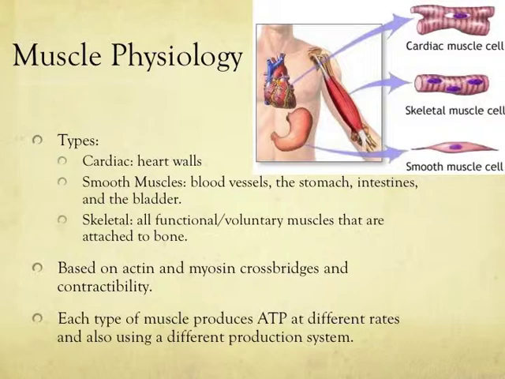We have full capacity to use these however we would like. The main comparisons between all these muscles is that they are all based on the myosin cross bridges and contractibility. And they also all use ATP as a fuel and energy source, but they all consume ATP and produce ATP at different rates and can also produce ATP through different systems.